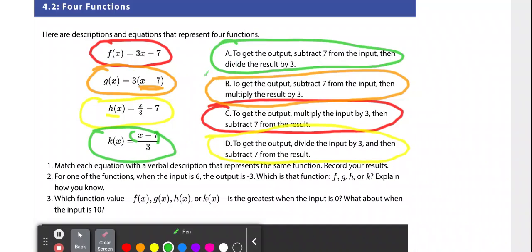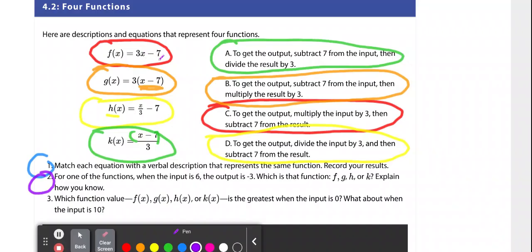This is an exercise in what I call math ease, where we need to translate from the math to the English. Okay, number 1 says to match each equation with a verbal description. We've done that. Number 2 says for one of the functions, when the input is 6, the output is -3. Which function is that?